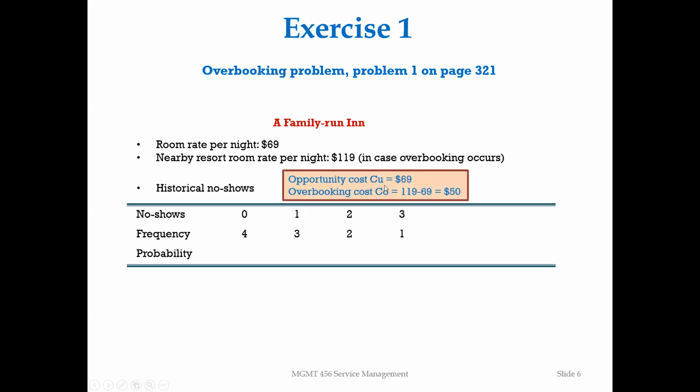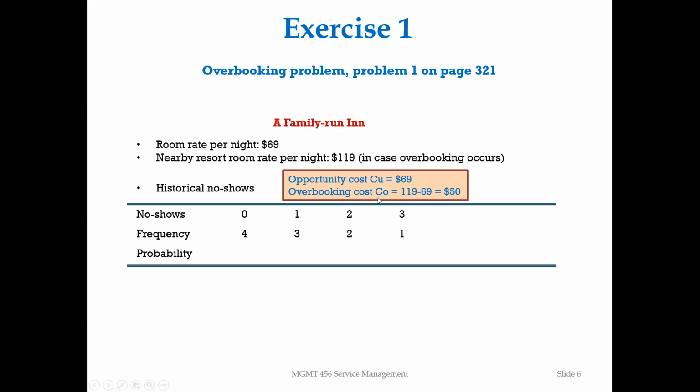The opportunity cost, Cu, is $69. If we have an empty room, it costs us $69. This is the opportunity cost. On the other hand, if we oversell and everybody shows up, it will incur an overbooking cost. So what is the overbooking cost?